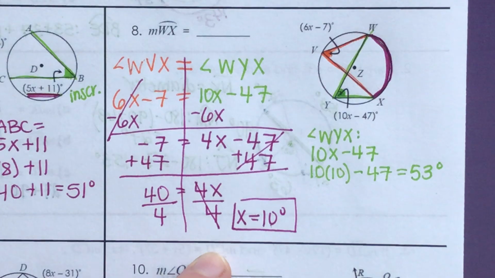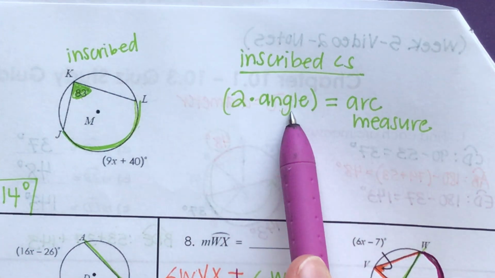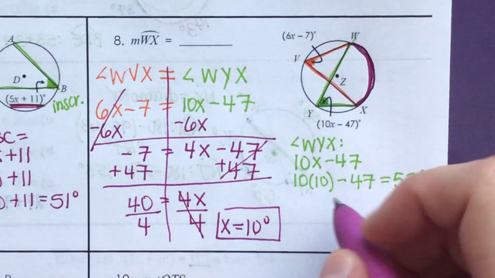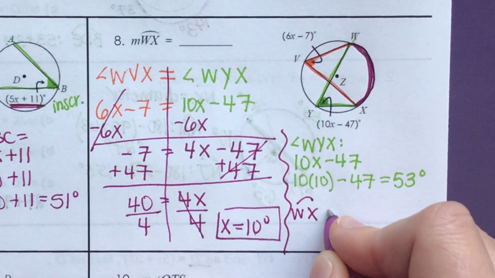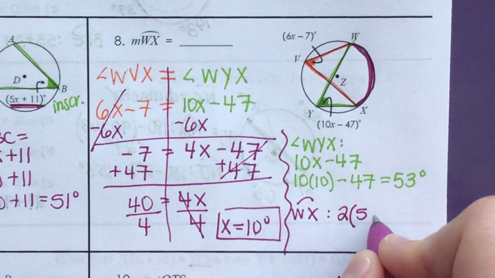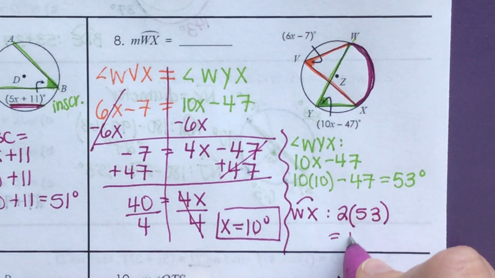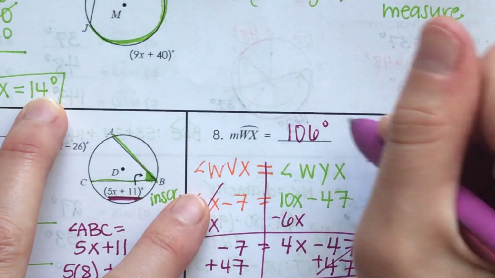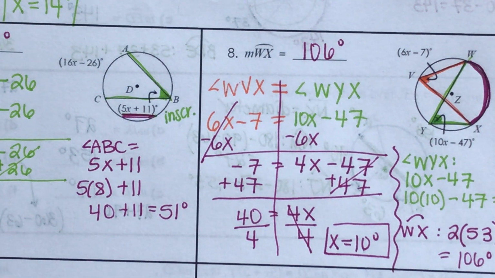To find that arc measure, it's just like these problems I did over here. 2 times the inscribed angle is the arc measure. So to find arc WX, I have to take 2 times my inscribed angle. So 2 times 53. And when I do that, I get 106 degrees. So my answer is 106 degrees. That one was a little tricky. It was multiple steps here.